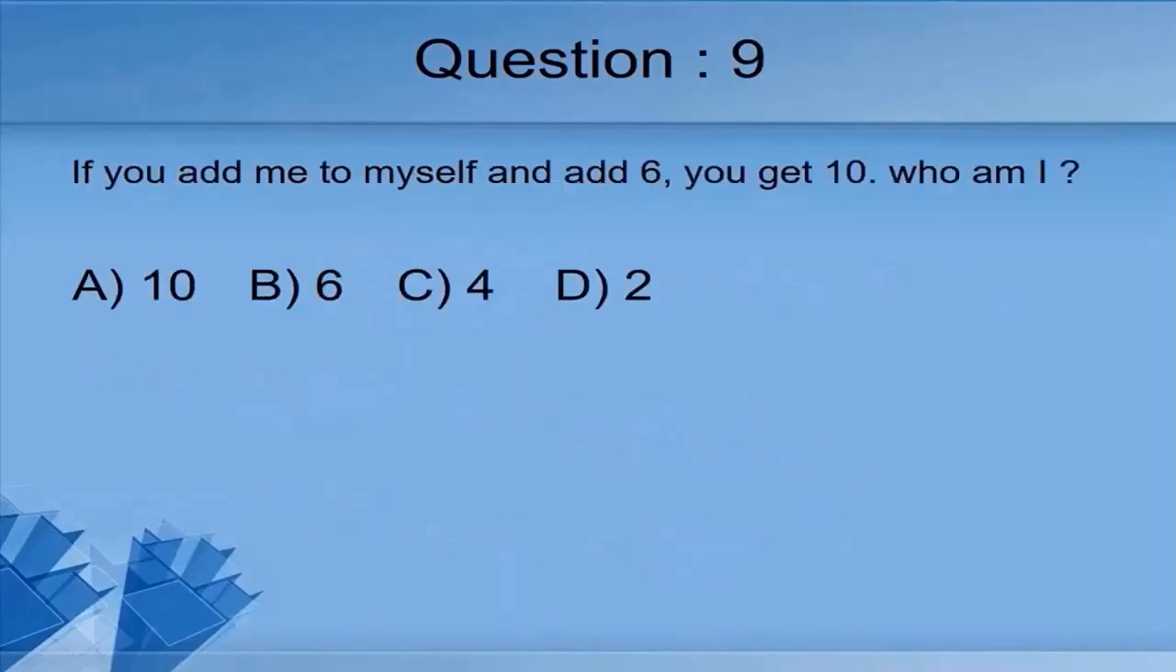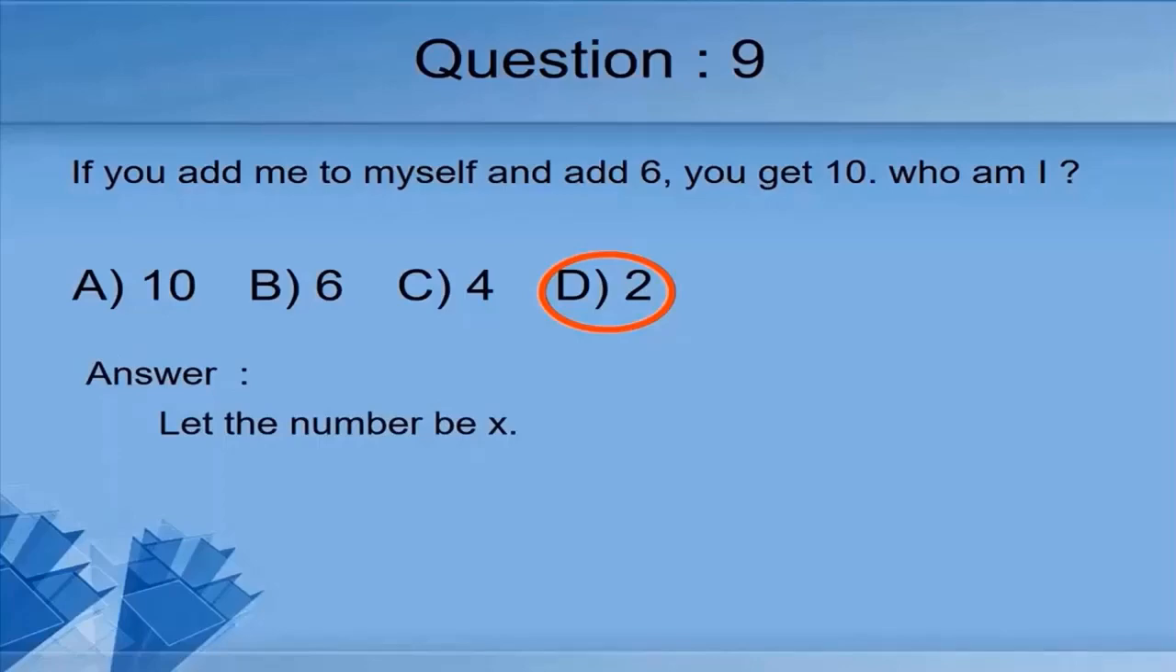Now question number 9. If you add me to myself and add 6, you get 10. Who am I? The answer to this will be 2. Now let us see how. So let the number be x. Since they have said, if you add me to myself, we're adding x plus x, and then they have said add 6, so we're adding 6. x plus x plus 6 is equal to 10.